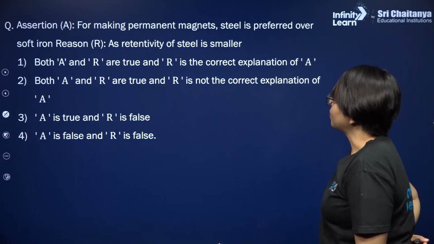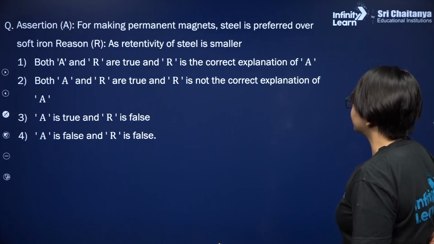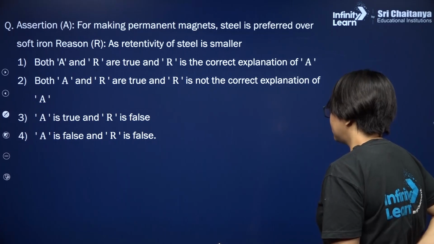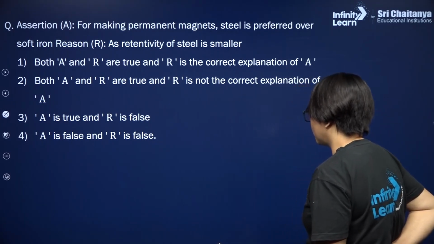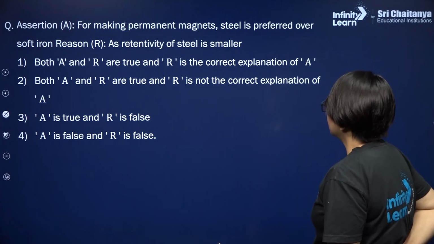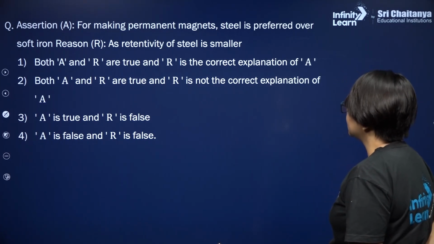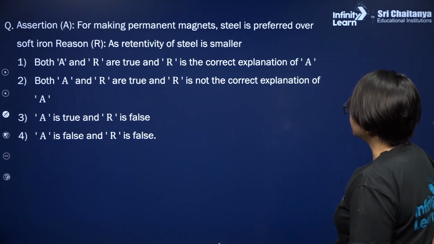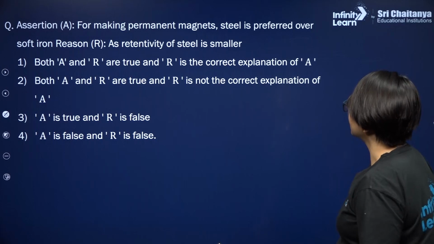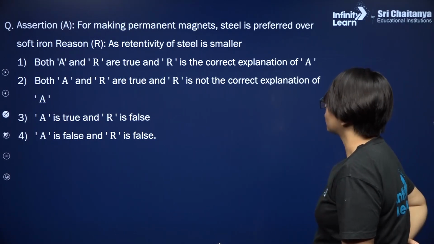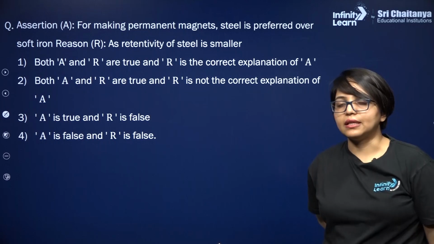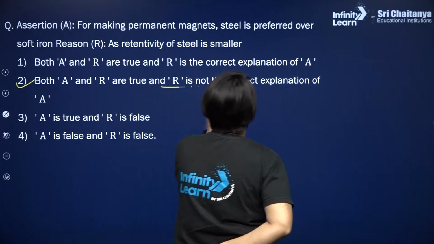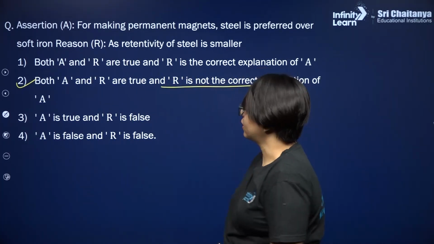Next is, for making permanent magnets, steel is preferred over soft iron. And the reason is that the retentivity of steel is smaller than that of iron. So, for making permanent magnets we prefer steel over soft iron, and the retentivity of the steel is smaller. Both are correct, but reason R is not the correct explanation of the assertion over here.